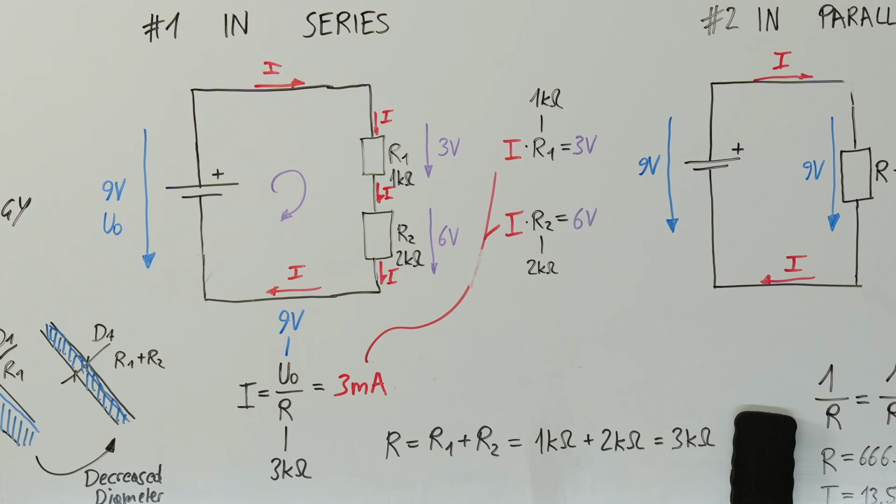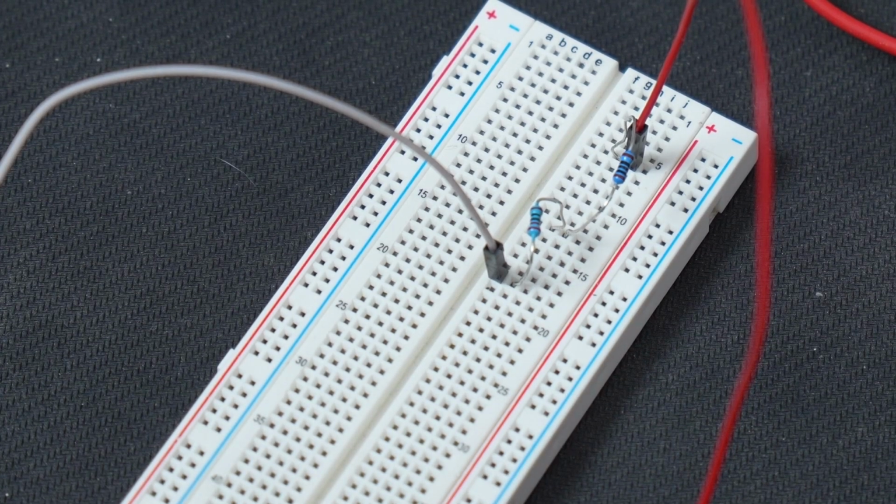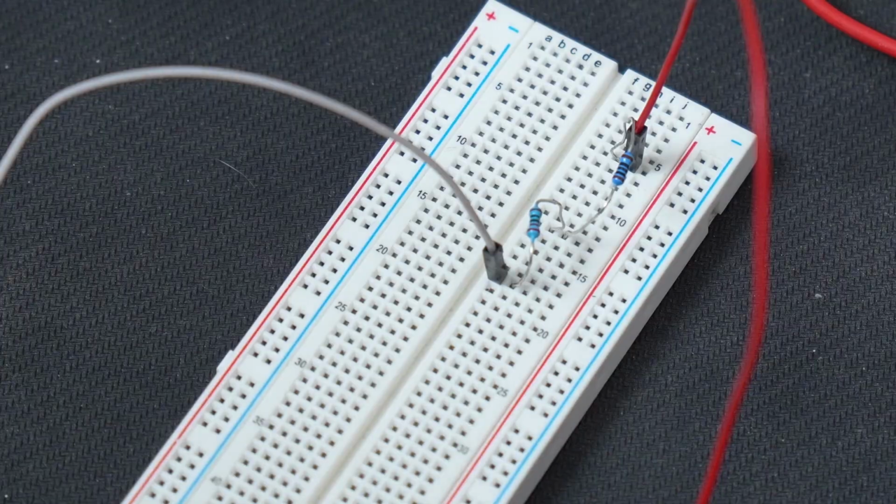1000 ohm times 0.003 amps is equal to 3 volts, while 2000 ohms times 0.003 amps is equal to 6 volts. Remember, we were only able to calculate the current because we used an equivalent series resistance. So before we can calculate the voltage drop across each resistor, we will always have to calculate the current. The same principle applies to our series test circuit with the 100 ohm and 220 ohm resistors.